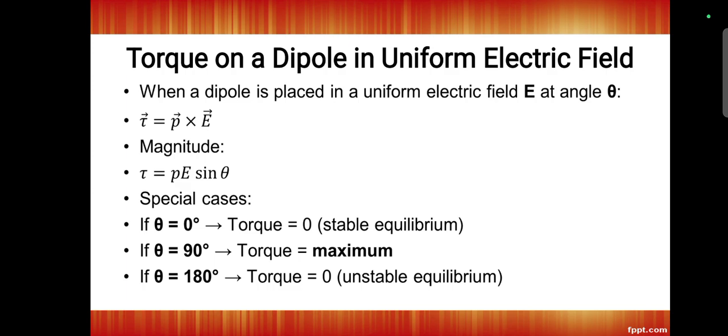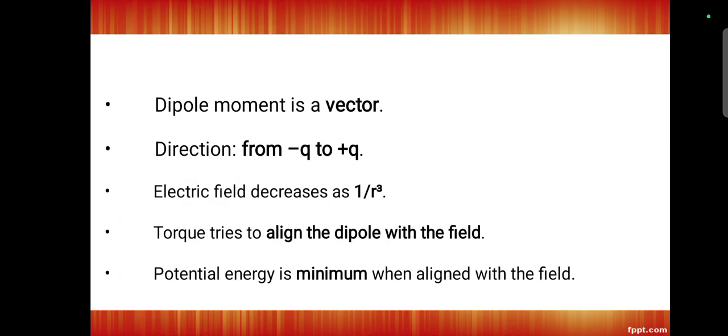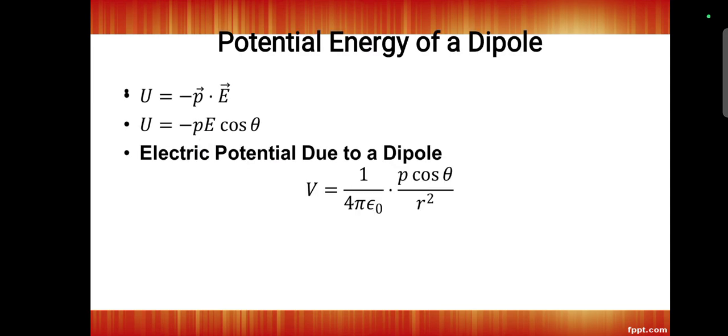Theta equal to 0 is called stable equilibrium. For 90 degrees the torque is maximum, and at 180 degrees it is called unstable equilibrium. Dipole moment is a vector and the direction is from minus q to plus q, and the electric field decreases as 1 by r cube. Torque tries to align the dipole with the field. Potential energy is minimum when aligned with the field. Potential energy of the dipole U equal to minus P dot E, that is U equal to minus P E cos theta. The electric potential due to a dipole is given by V equal to 1 by 4 pi epsilon naught into P cos theta divided by r square.